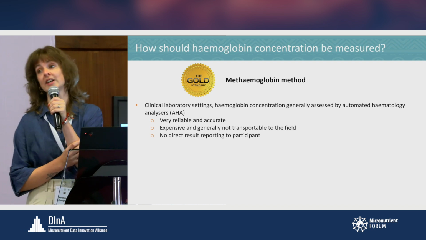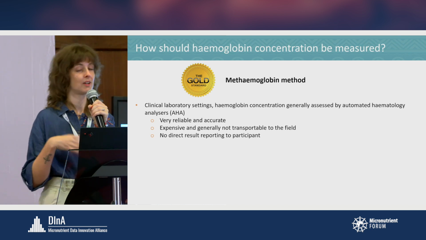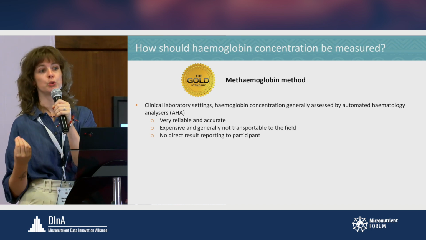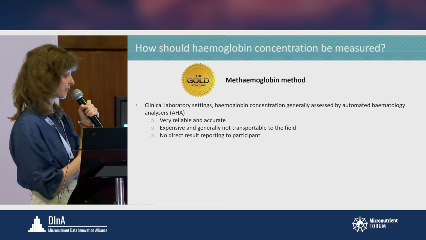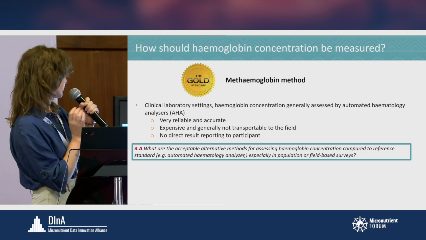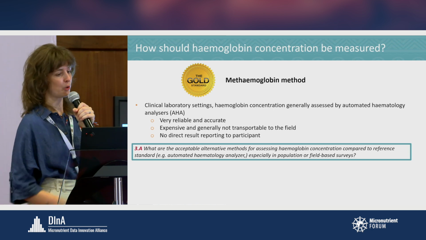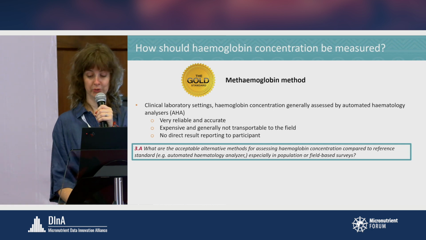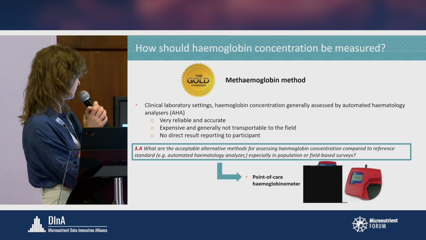Furthermore, if you use the automated hematology analyzer, you don't get a direct report to your participant. Therefore, the brief asks: what are the acceptable alternative methods for assessing hemoglobin concentration compared to a reference standard, which is the automated analyzer, especially in population-based surveys? And then, of course, we come to the point of care hemoglobin meter.